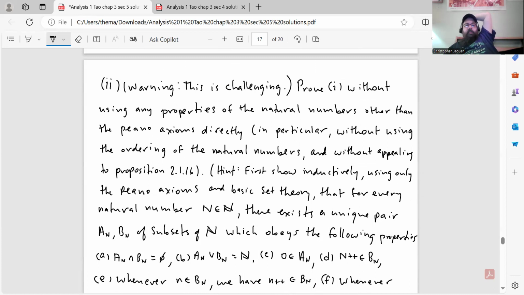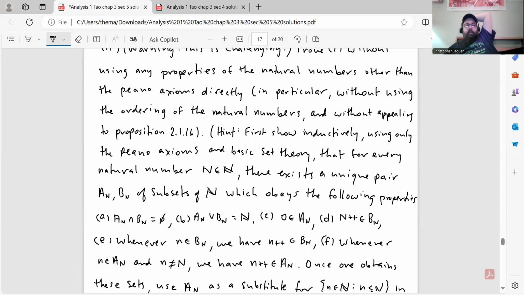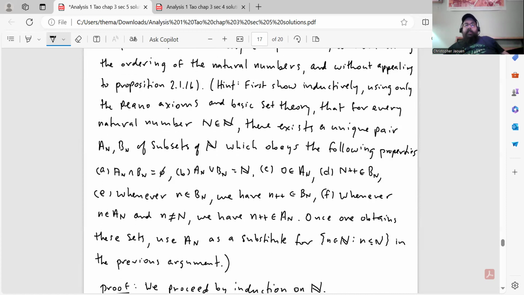So prove one without using any properties of the natural numbers other than the Peano axioms directly, in particular without using the ordering of the natural numbers and without appealing to proposition 2.1.16. And he gives a hint. So first show inductively using only the Peano axioms and basic set theory that for every natural number N in N, there exists a unique pair A_N, B_N of subsets of the natural numbers, which obeys the following properties.